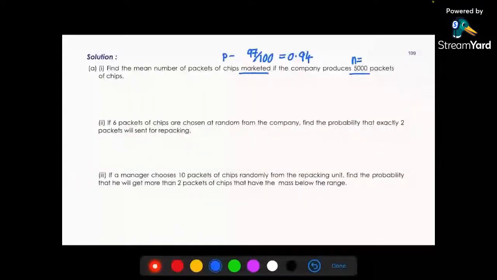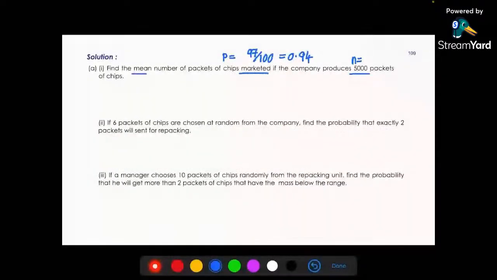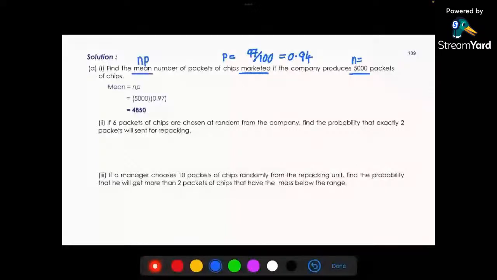So nak cari sekarang dia tanya find the mean. Remember mean untuk binomial adalah np. So kita tulis dia sebagai mean adalah np. So N adalah 5,000, p adalah 0.97. You akan dapat 4,850. Okay, now kita pergi pada nombor 2.